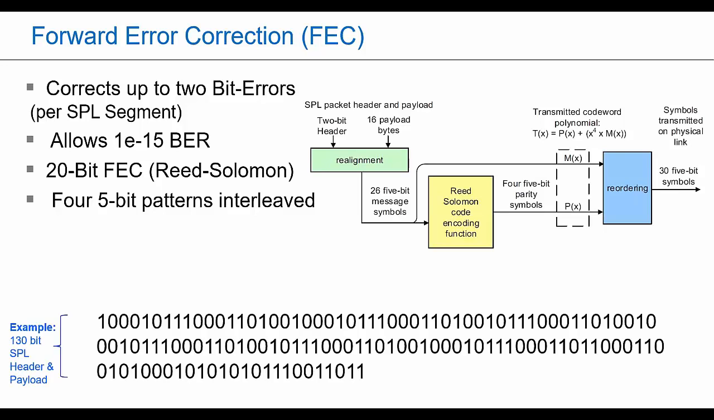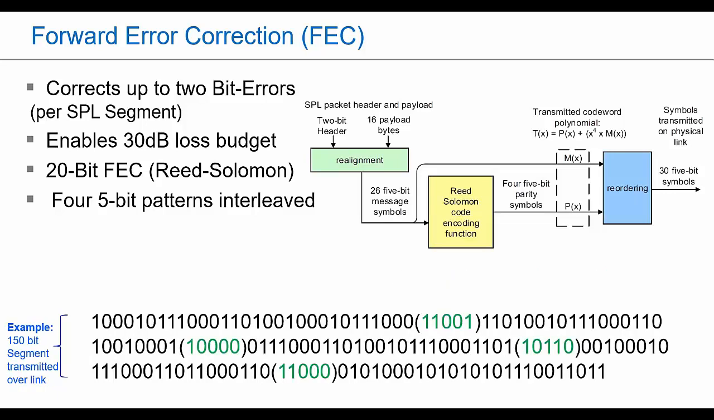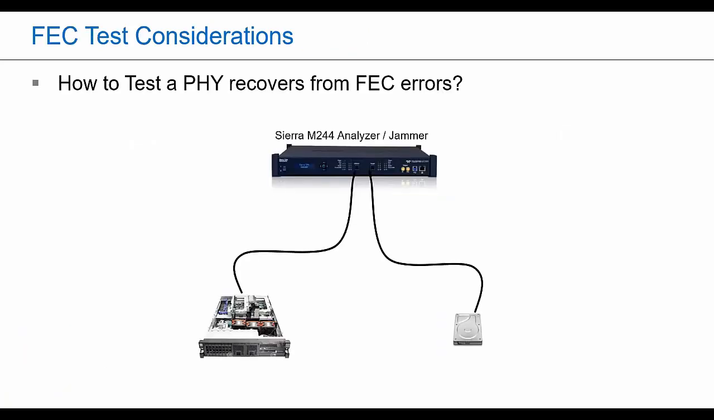The FEC calculation starts with the 130-bit SPL packet and payload. This is after scrambling, in the case of SSP frames. This is used to generate the 4 5-bit parity symbols. These FEC bits are not scrambled, never scrambled, but they're interleaved across the SPL segment. And that is supposed to provide better protection for burst errors. RSFEC calculations are pretty complicated, so it's really beyond the scope of this presentation. I'll just touch on the test implications.